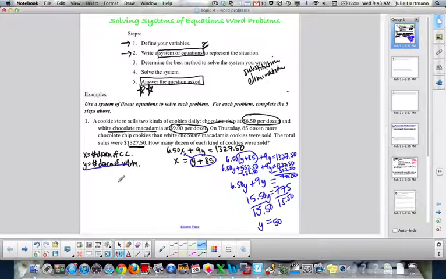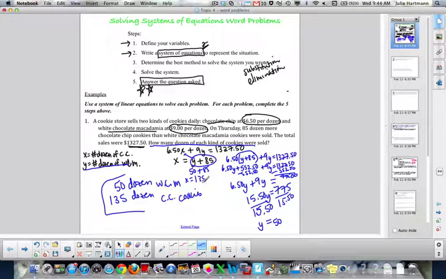So y is 50, so that's 50 dozen white chocolate macadamia cookies. And then if y is 50, 50 plus 85 is 135, so that's x. X is the dozen of chocolate chips, so 135 dozen chocolate chip cookies. Okay, so that's your solution. And we answered the question because it says how many dozen of each kind of cookies were sold. So right there, 50 dozen white chocolate macadamia and 135 dozen chocolate chip.